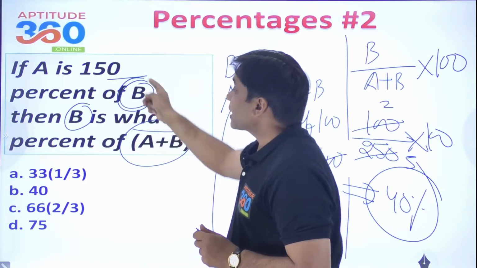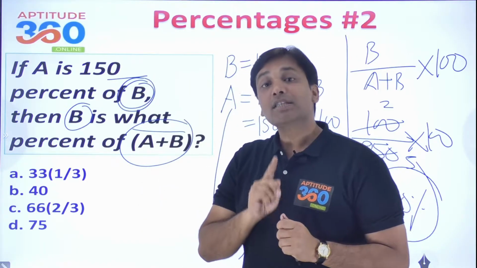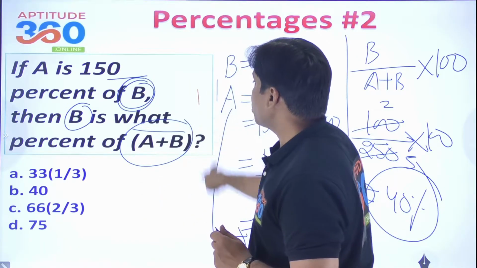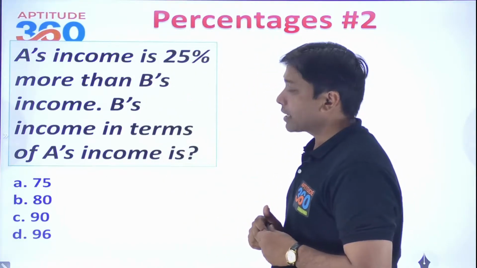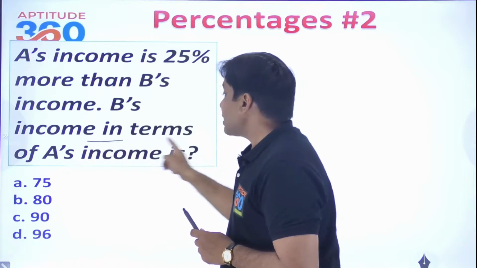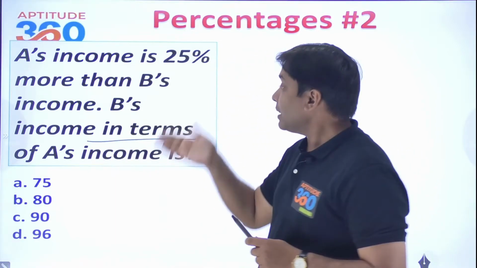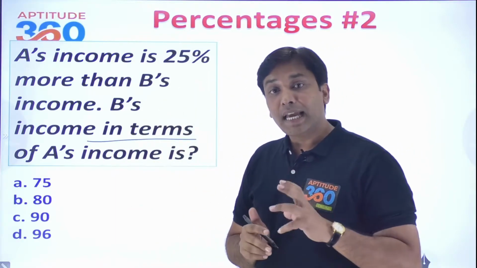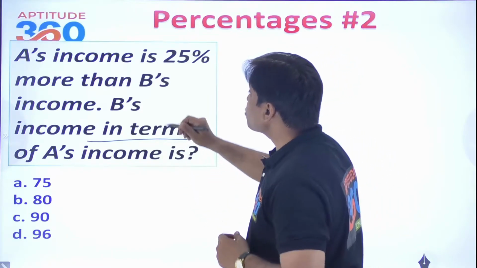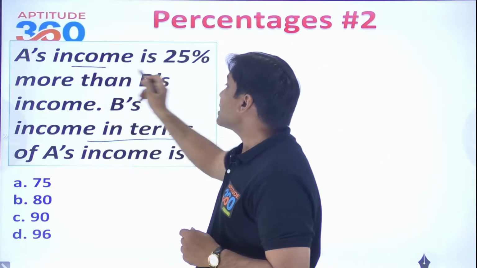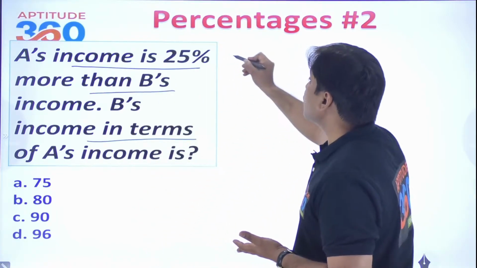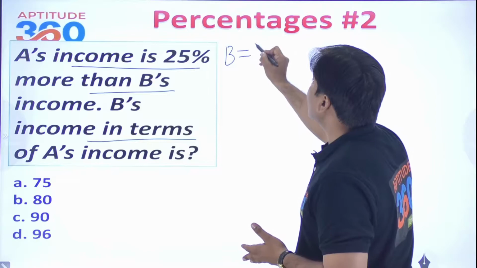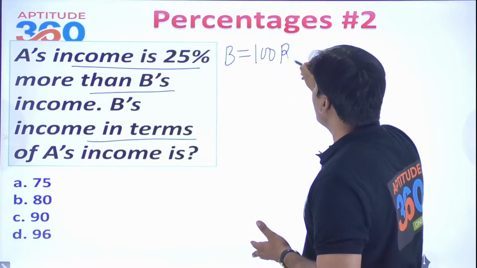Wherever the comparison begins, that value has to be taken as 100. Does this make sense to you? Now, A's income is 25% more than B's income. Find B's income in terms of A's income. Again the problem is way too simple. What do we have to do here? Where does the comparison begin? A's income is 25% more than B's income. So what I'm going to do is take the income of B as 100 rupees.